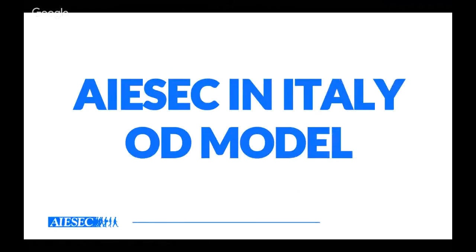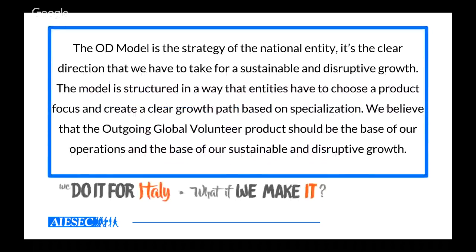So, OD model. Anyway, you can find the OD model in the applicants folder, so you can find all the material there. So I will not go into very much detail because, as I was saying, in the folder are all the materials and the more specific explanations. So we will go through it very fast, and then the questions, of course, you can ask at the end. So, first of all, as we were saying, one is the strategy of the national entity together with the entity plan. And one thing that you need to know is that the model is strongly focused and based on OGV as our base of operation.